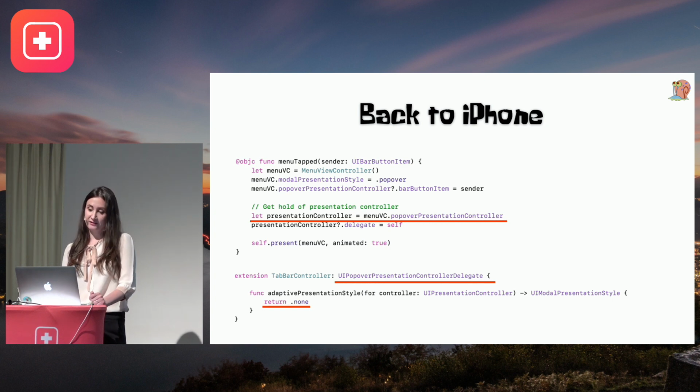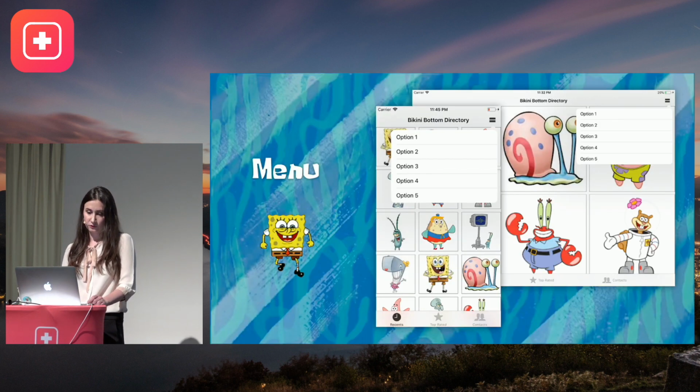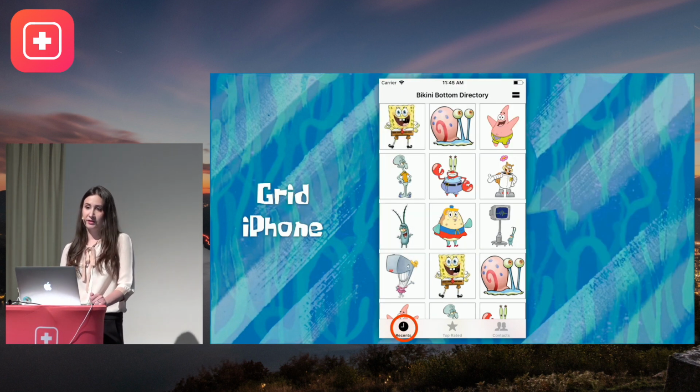So in a compact environment, the presentation style can either be full screen or none. And returning none tells the presentation controller to ignore compact environment and continue using the previously applied style. So in the case of a popover, this is telling the system to always display it in the same way it would on the iPad. So that's our menu. It's optimized for both iPhone and iPad now. Let's carry on with the grid.